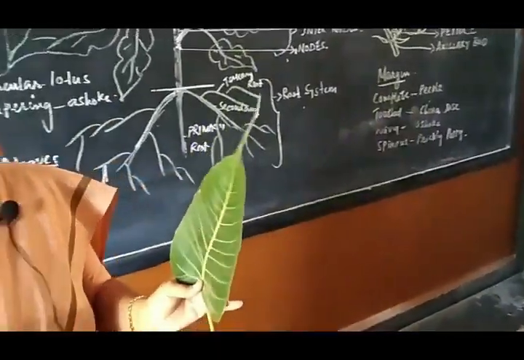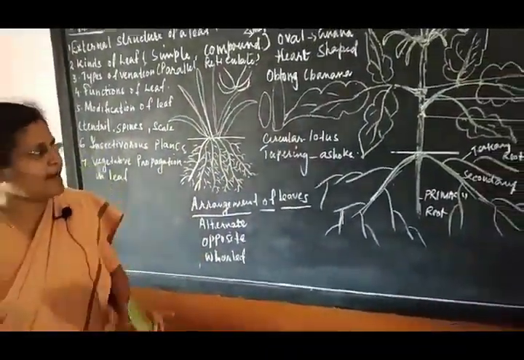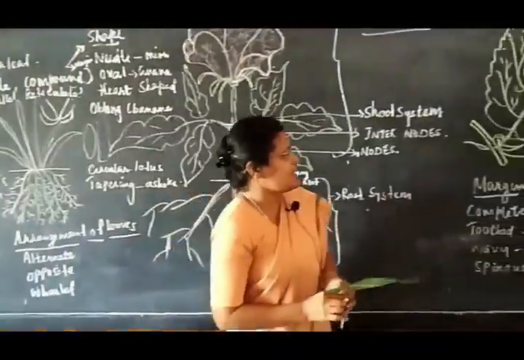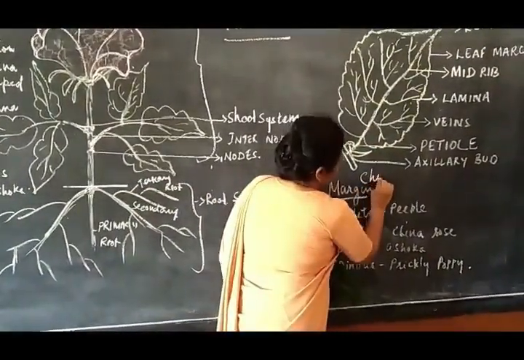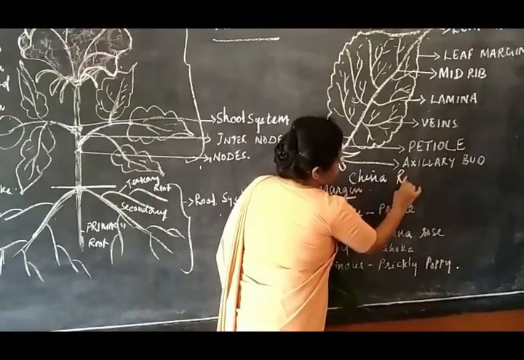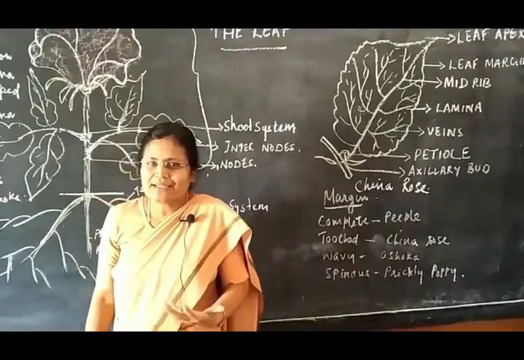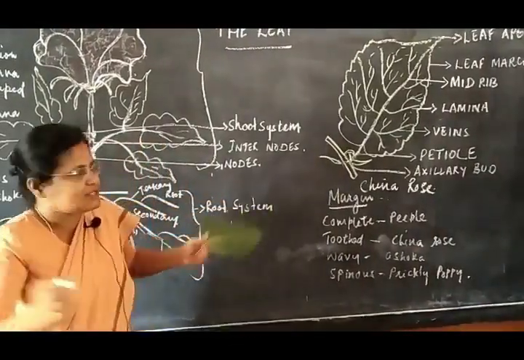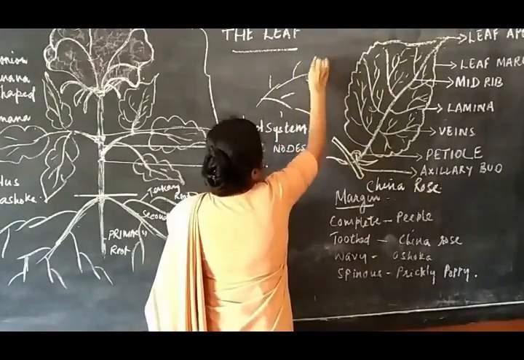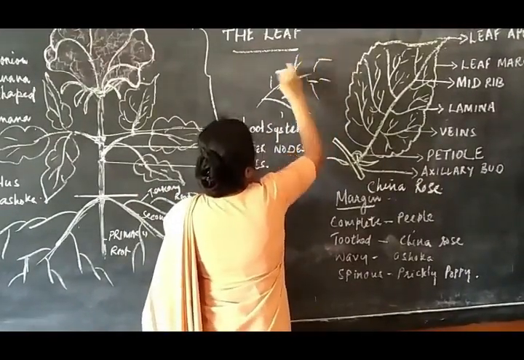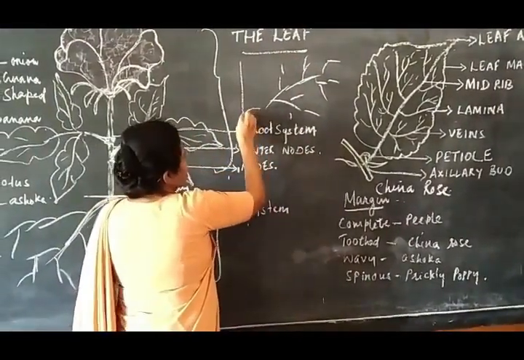Now there are two types of venation. One is reticulate venation, the other one is parallel venation. Now this is actually a China rose. I have drawn the leaf of a China rose. Now this is an example of reticulate venation. What is reticulate? It's a network, a branched pattern. Now this is called reticulate. Now what is parallel? Parallel is nice, uniform.